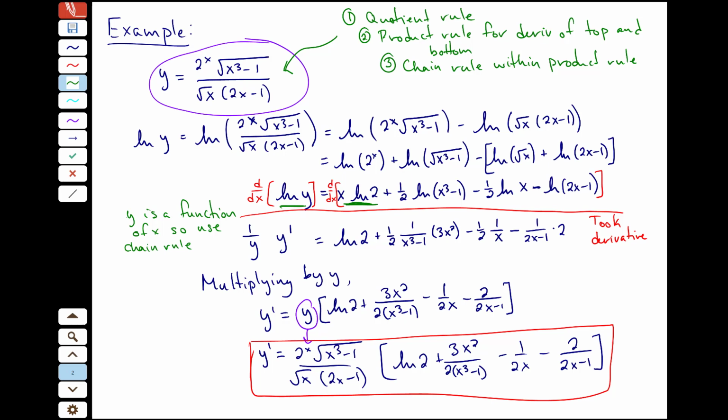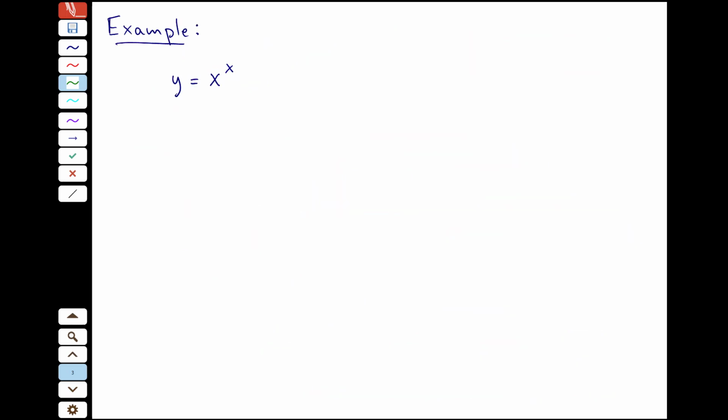Okay, let's move on to an example where we have to use logarithmic differentiation. So again, in this example, I have a variable in the base and in the exponent, so I must use logarithmic differentiation. I have no other method that I can use. None of my derivative rules apply. So again, I take the natural log of both sides of this equation, and then I simplify the right-hand side of this equation. And in this case, the only thing that I can do is bring down the exponent.